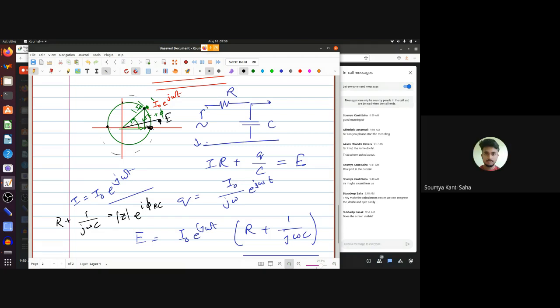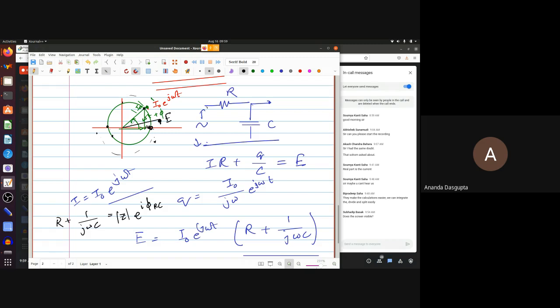The current is actually here. So when both of them spin, when the current gets here, the voltage is here. When the current gets here, the voltage is here, and so on. So when the current crosses the horizontal line, the voltage is still down here somewhere. So the current goes to a maximum before the voltage does. And you can easily see that this happens throughout.